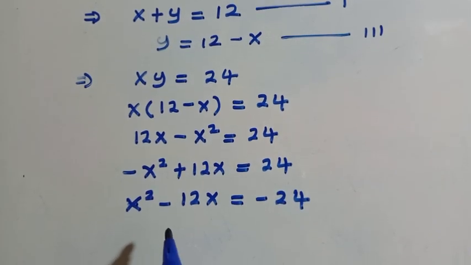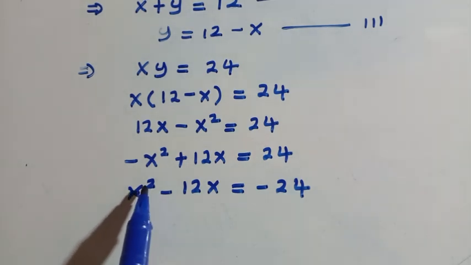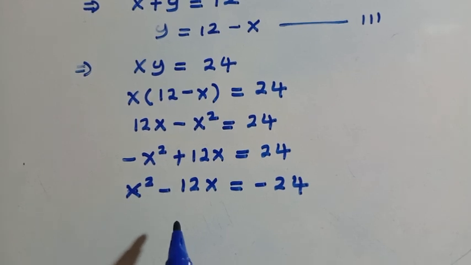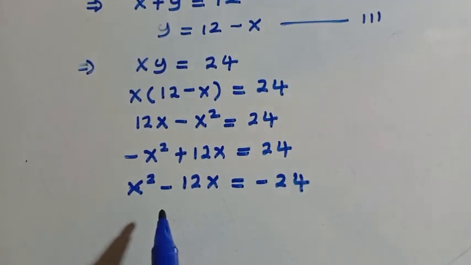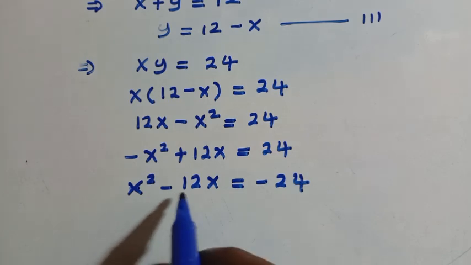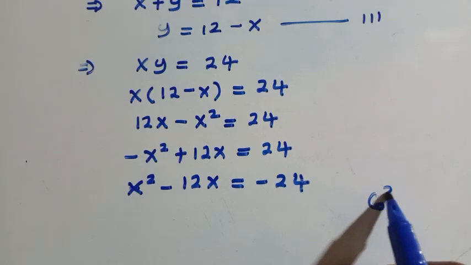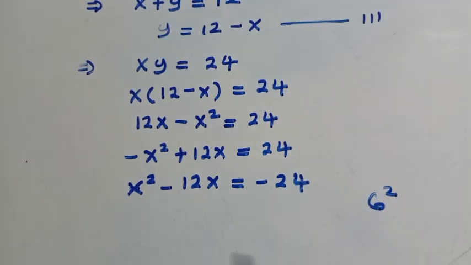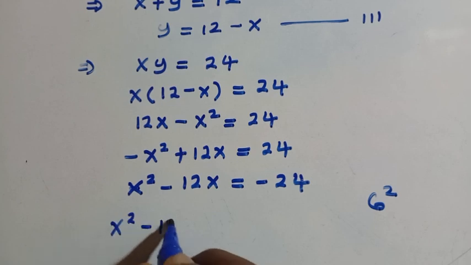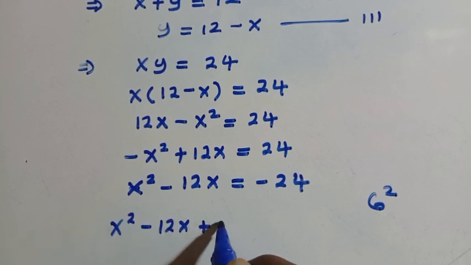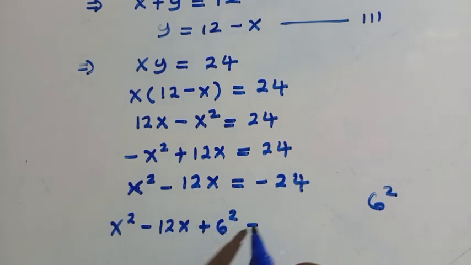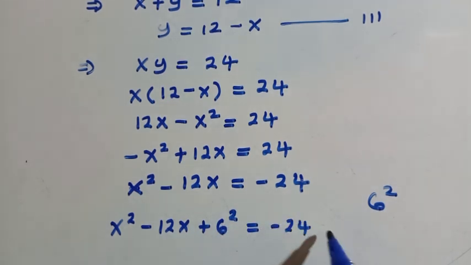And here is a quadratic equation, because the highest power of x here is 2. Then to find the value of x at this stage, if I divide this 12 by 2, we have 6. So let's take the power of 2 of this 6 and add it to both sides. From here we have x squared minus 12x plus 6 squared equals minus 24 plus 6 squared.